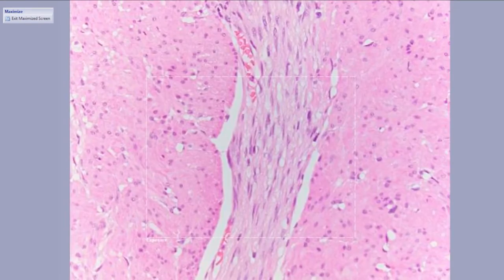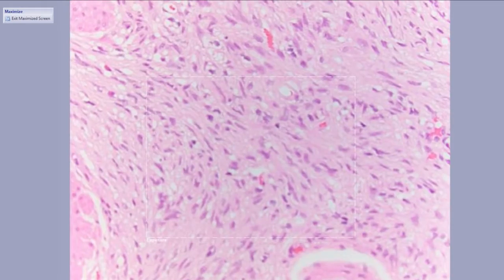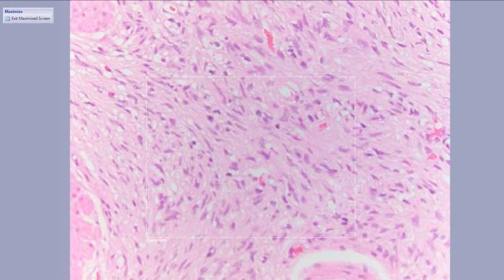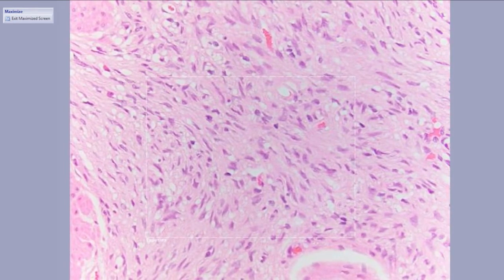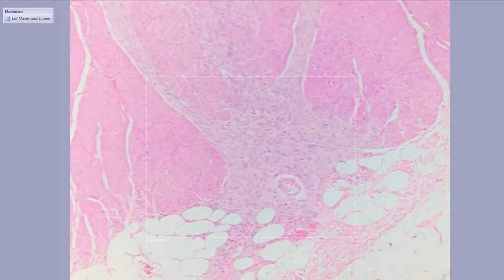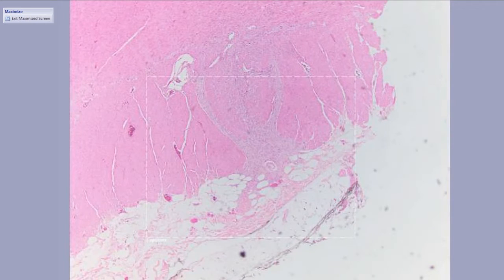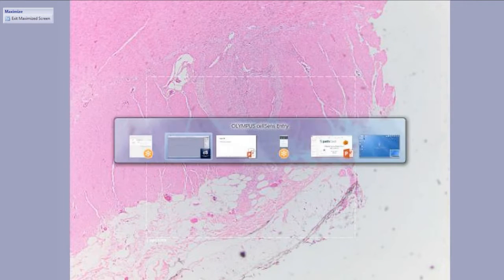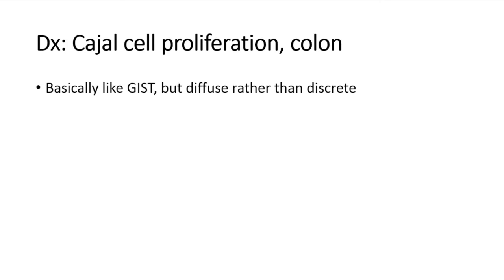If we go in on higher power, it's also very spindly, very GIST looking. And this is in fact positive for c-KIT and DOG1. If you wanted to call this a little GIST, that's fine, but it's not really rounded. It's not presenting quite the way GISTs usually do. So the term that's been given for this is Cajal cell proliferation of the colon.